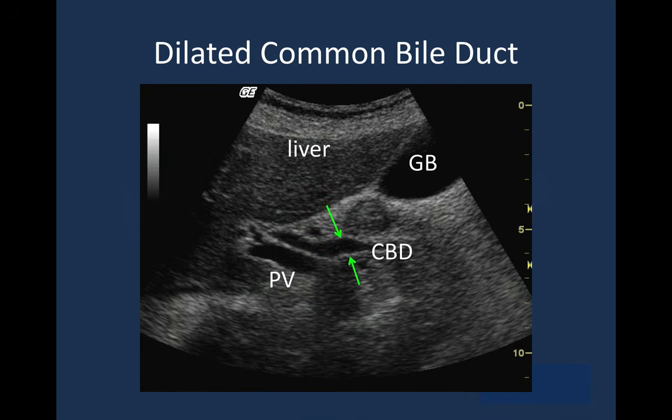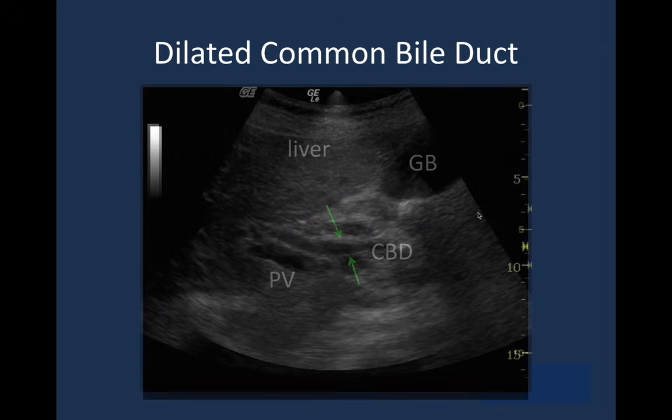Contrast that with this still image here. Here we have the portal vein. Just anterior to it, there is another lumen that looks almost the same size as portal vein, and this is an example of an enlarged, dilated common bile duct.